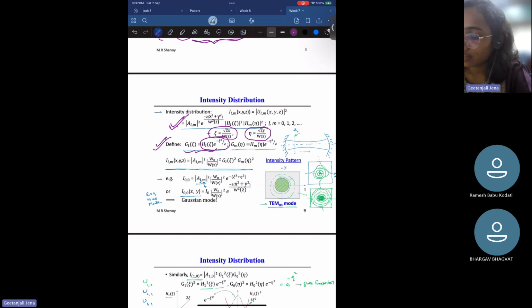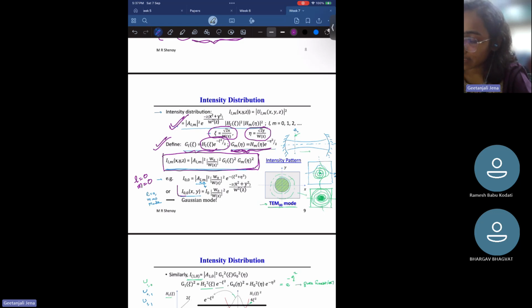And we have another new function, which is G_M of eta, related to the next Hermite polynomial H_M of eta, e to the power minus eta squared by 2. From that, we get the intensity expression as this equation. From this, let us see what the lowest order mode of this resonator is. For the lowest order, the value of L is 0 and the value of M is 0.